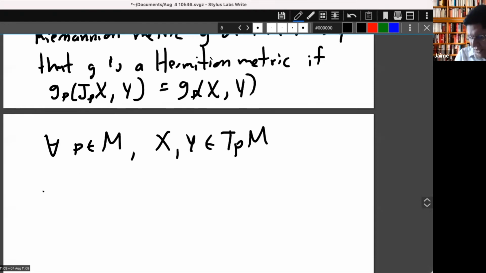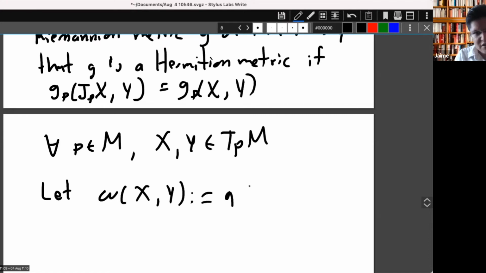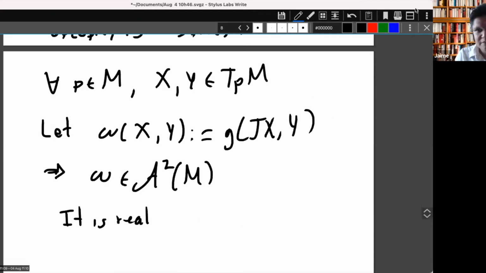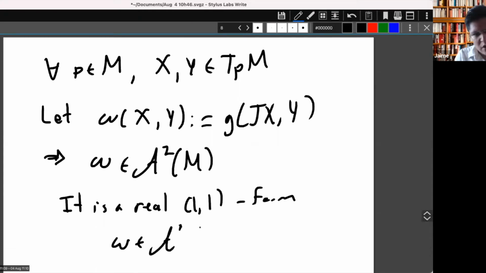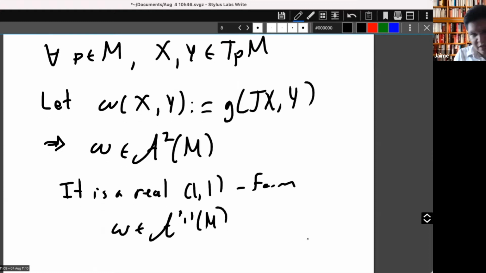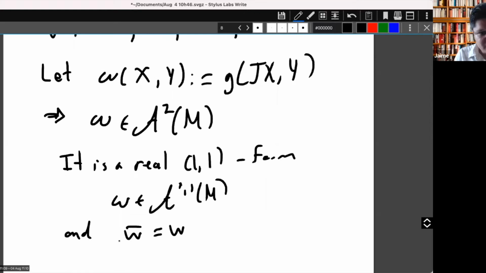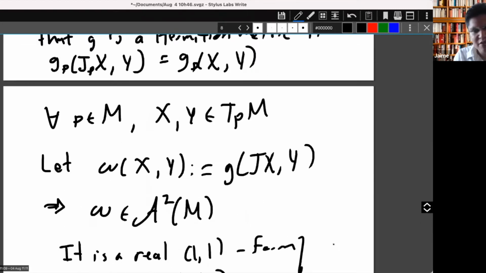So another way to put this is, you can define a new form by taking G of JX, Y, and this omega is a two-form, but actually it is real. Actually, we can prove that it is a real 1-1 form, right? So actually omega is in A^{1,1}. And since it is real, the conjugation of omega is the same. This is not W, this is omega, right?